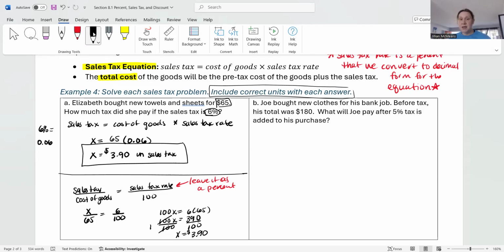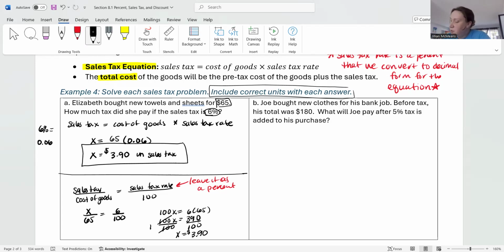Now, in the next example, we're going to do two parts. So for part B, it says Joe bought new clothes for his bank job. Before tax, his total was $180. What will Joe pay after 5% tax is added to his purchase? So we're not just calculating the sales tax for part B, we're calculating the sales tax, and then we're going to go ahead and add that to the cost of the goods so we can figure out how much Joe actually pays at the register because he's paying for the cost of the goods plus that tax.